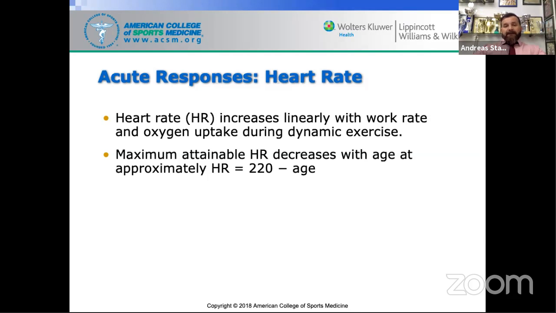Now, how can we find the HR max, which is the maximum attainable heart rate? There are a lot of ways to do it. We're going to talk about that in other chapters. A very generic way to do it, that is kind of off anyway but we use it a lot, is you take 220 and you subtract your age. So if you are 20 years old, what's your HR max? It would be 220 minus 20, so your HR max would be 200 beats per minute. Cool?